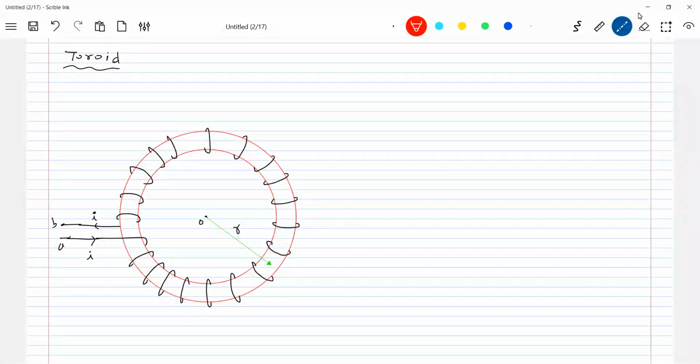So let N be the total number of turns. N is the number of turns here. The field will be confined only to this particular region, with width AB. The field will be confined only in this one. What about the field here? It will be zero. Only for the circular region will the field be confined.